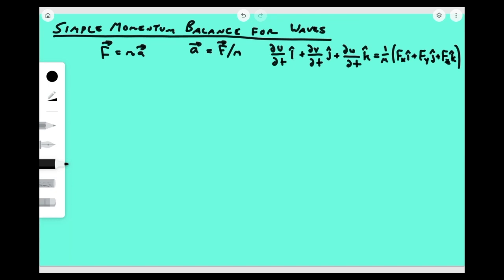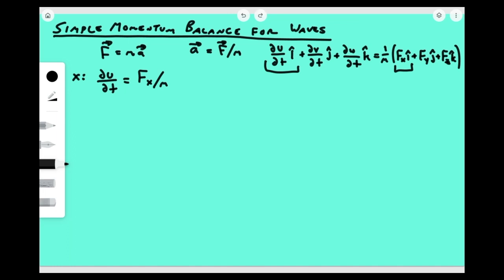We can look at one component of this vector equation separately and then put it back together. So let's look at the terms that are in the x direction. We have du dt equals fx divided by m. That's the force per unit mass in the x direction.